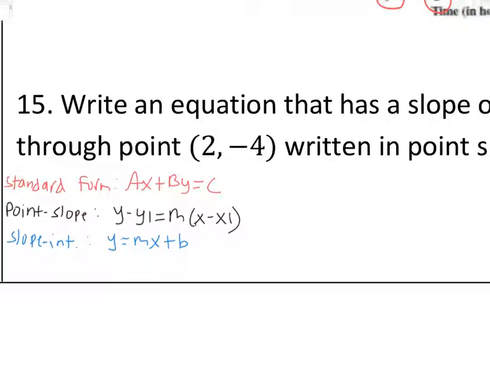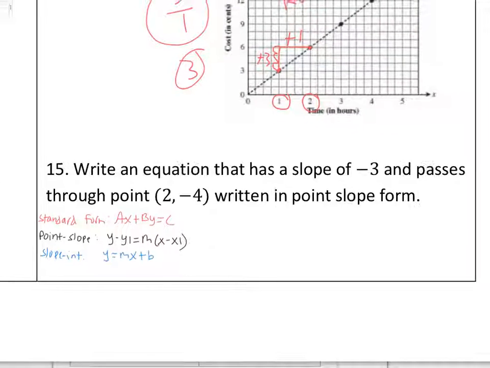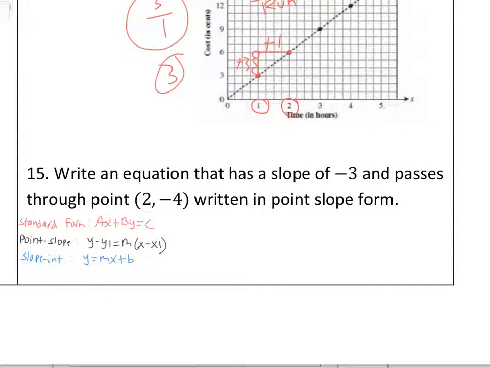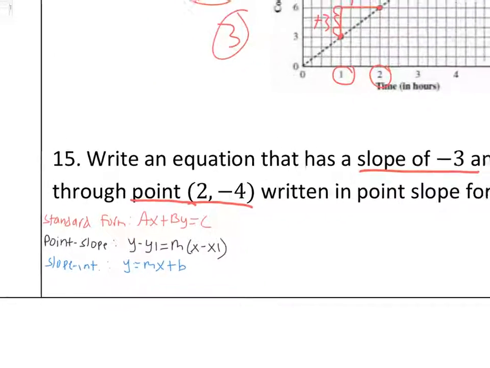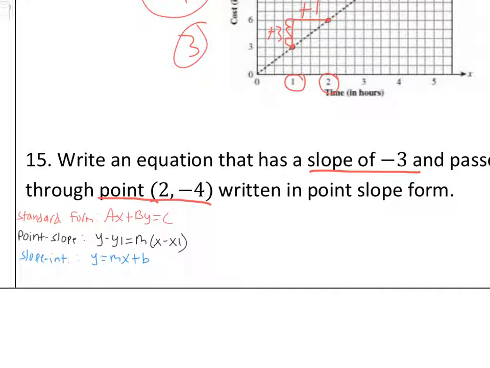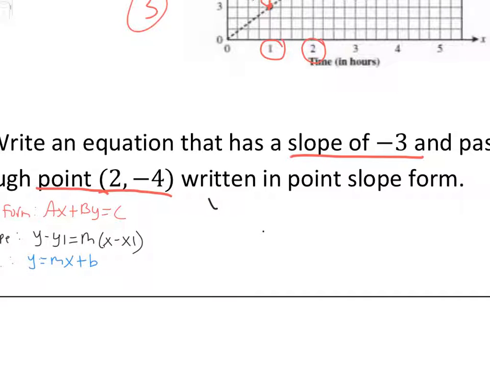And so when you get a question, you want to figure out what information is given for you to write an equation. It says write an equation that has a slope of negative 3 and passes through the point 2, negative 4. So we are given a point and we're given a slope. So out of these forms, standard form, point slope, or slope intercept, if we're given a point and a slope, let's use the point slope form. So let me rewrite that for you: y minus y1 is equal to m times x minus x1.